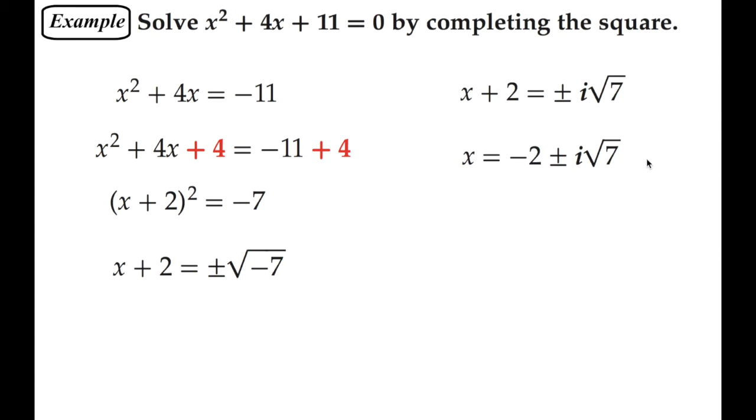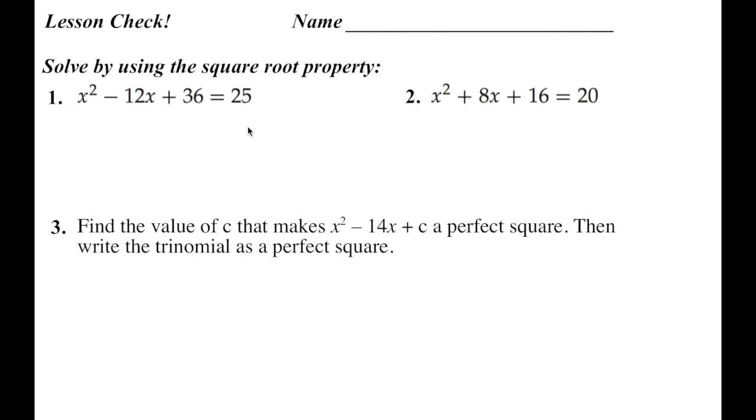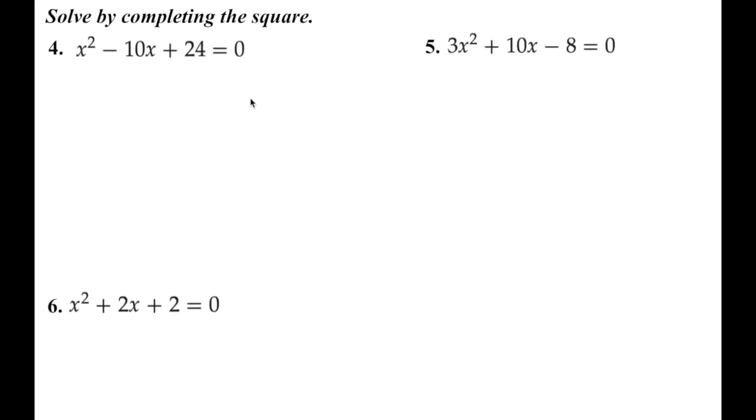So now let's break up our two solutions. One solution is negative 2 plus i square root of 7, and the other is negative 2 minus i square root of 7. Here's a lesson check for you to try. There's a total of 6 problems involved in these 2 slides. Please make sure you try these on your own, and we'll talk about those when you get to class next time.